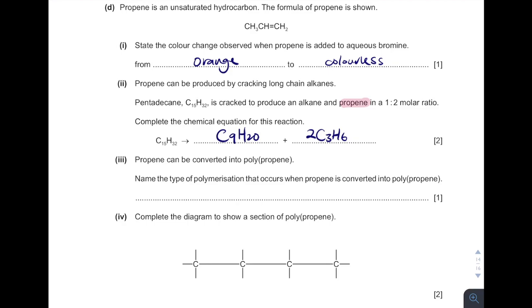Alright, then propene can be converted into polypropene. Name the type of polymerization. Remember, in alkenes, it is always addition polymerization.